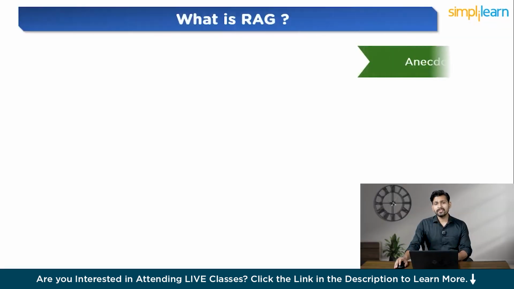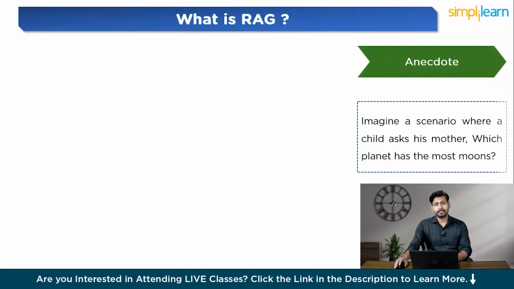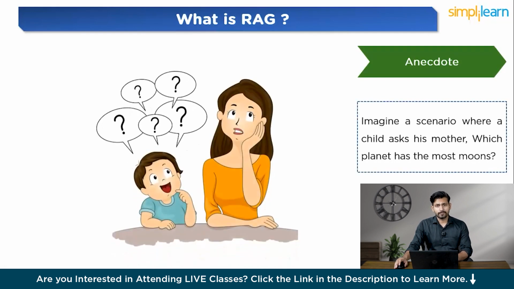So guys, imagine a scenario where a child asks their mother, which planet has the most moons? Based on what she learned in her school, the mother confidently responds that Jupiter has the most moons. Her answer is correct according to the knowledge she has gained some time ago. But what she doesn't know is that more recent discoveries have changed this fact.